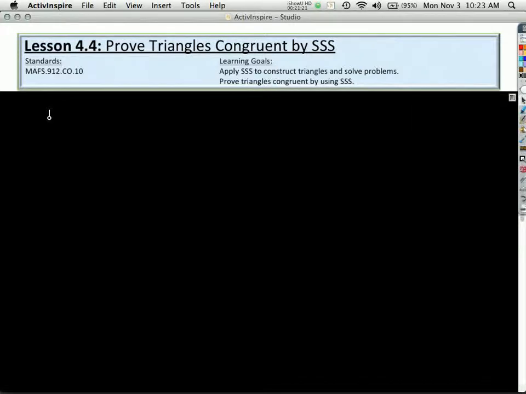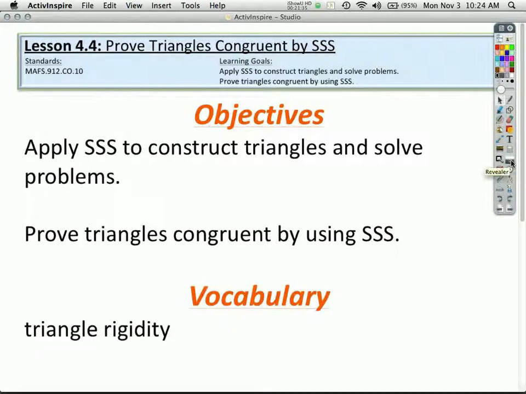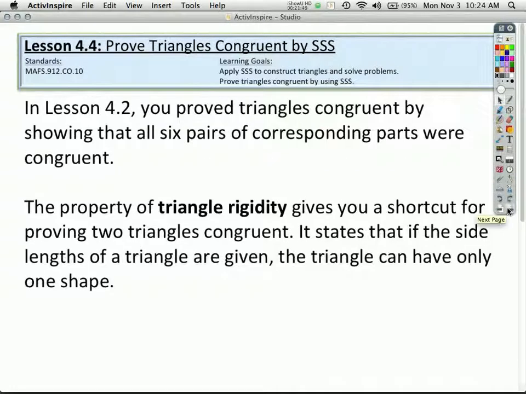So, first, our objectives. We would like to, by the end of today, be able to apply SSS, or side-side-side, to construct triangles and to solve problems, and to also prove triangles congruent. New vocabulary, you're going to hear the phrase triangle rigidity. Okay, so, first off, in 4.2, we talked about triangles being congruent by showing all 6 pairs of corresponding parts.